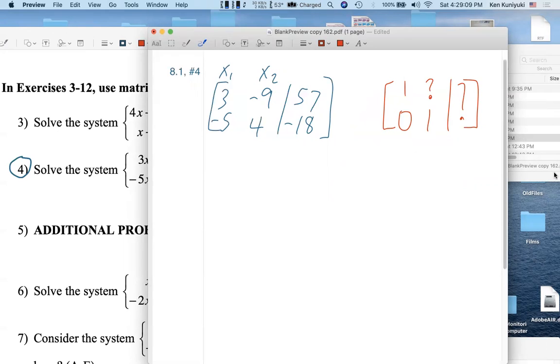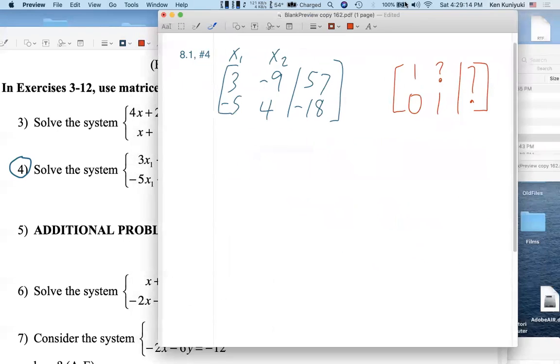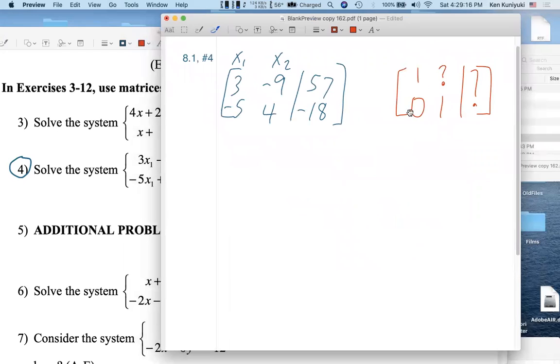All right, and this one should have one unique, or it could be none. Maybe they're none. Yeah, that's it. That's if you get like 0, 0, 1 or something like that. All right. Anyway, we want a 1 in the upper left.